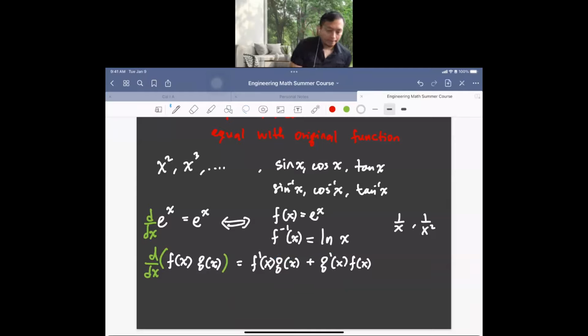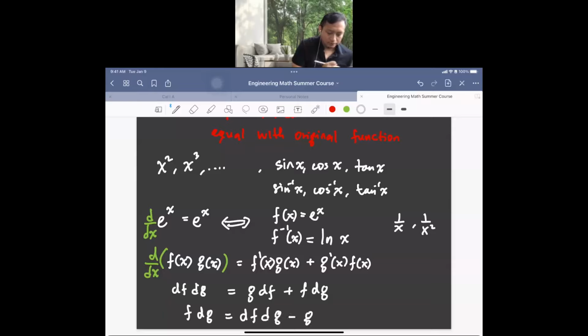Right, we have this. And from here, actually, we can say that this becomes our df, dg, and this becomes g df, and this becomes f dg. If we rewrite this, we make it f dg equal d(fg) minus g df.